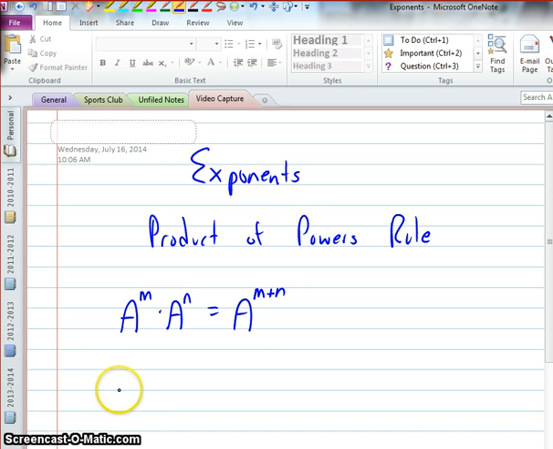So think about it, the idea is pretty similar to if you have x cubed, what you really have is x times x times x, and if you multiplied that by x to the fourth, which is x times x times x times x, well, now you've got 7 x's, right?